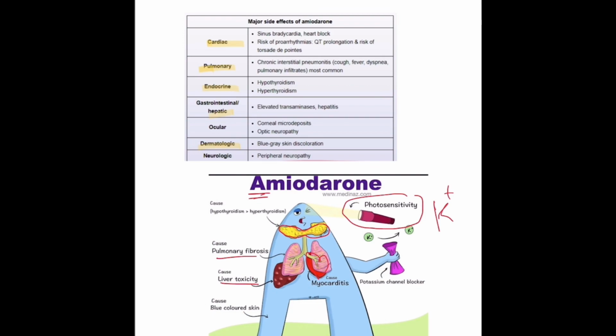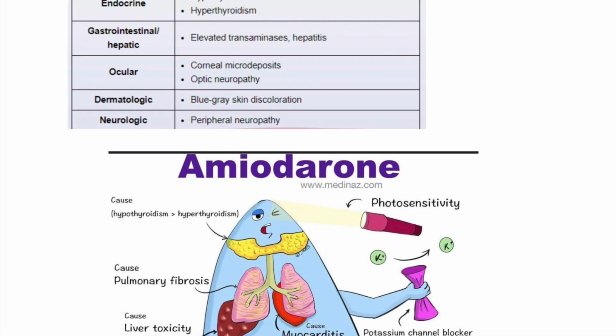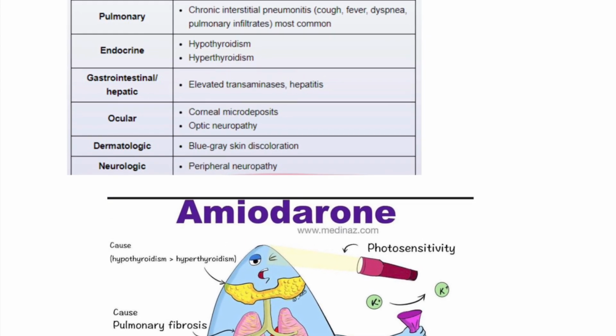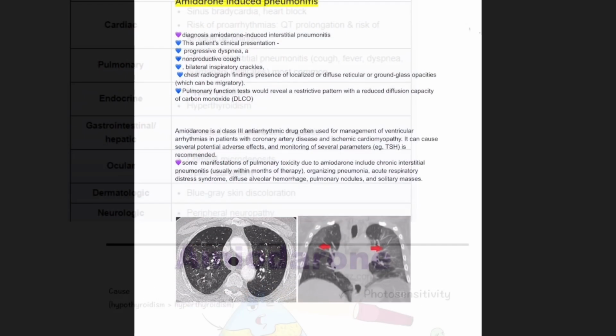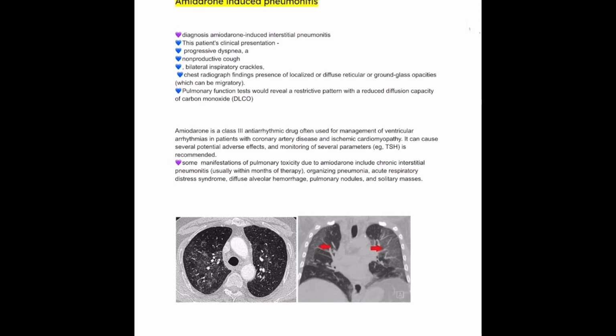So the amiodarone has a chronic pneumonitis effect on the lung. The patient presents with progressive dyspnea, non-productive cough, bilateral crackles, and here is what we see on X-ray. It's a ground glass opacity.